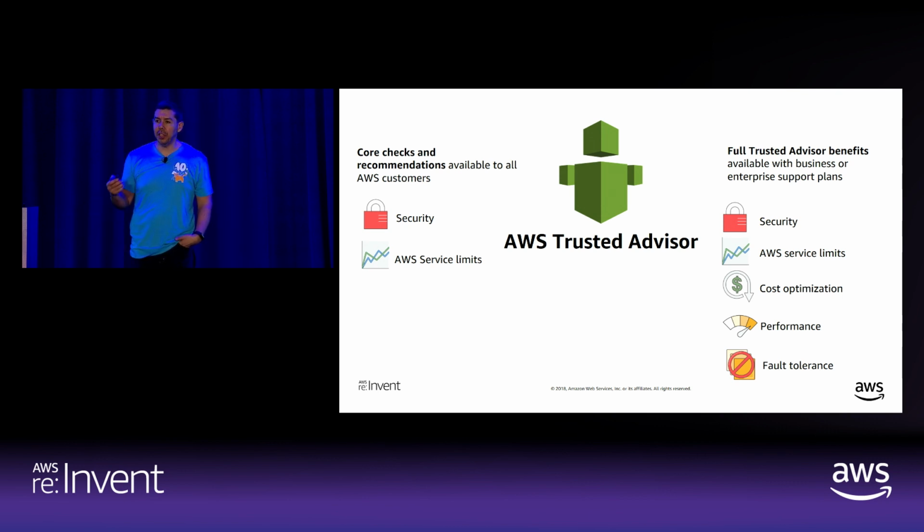So there's a lot of security checks that we perform via Trusted Advisor and notify you about. Additionally, again, service limits, ensure that you're not hitting any of those service limits. Now, if you have business or enterprise support, which we encourage all customers to have for any production workloads that you're running in AWS, you get all these other benefits as well, including cost optimization.